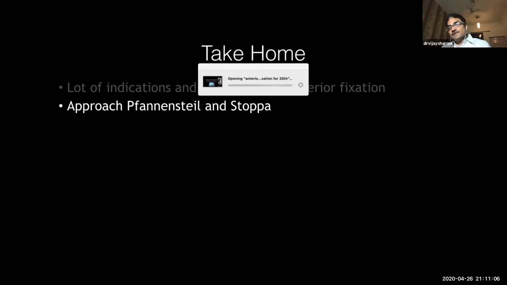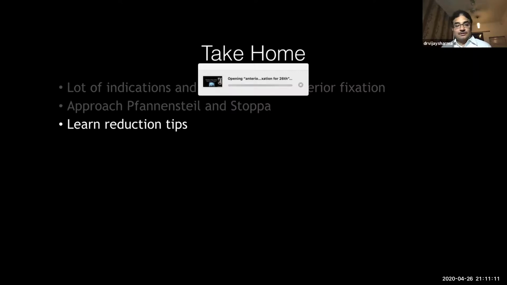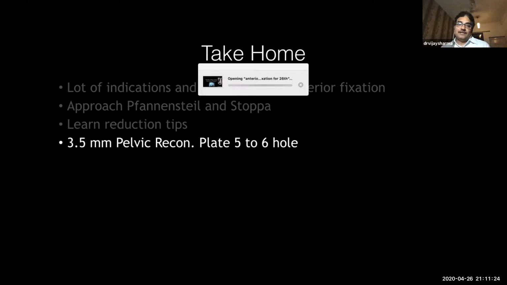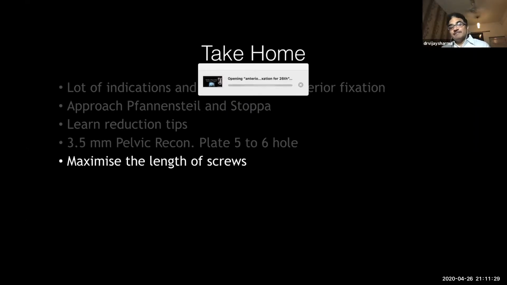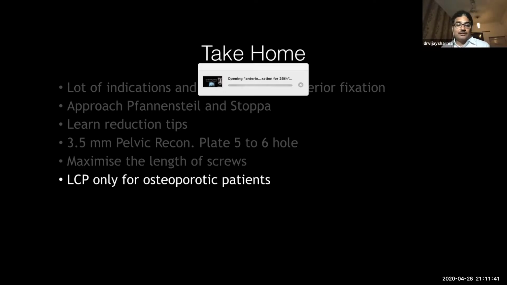The approach, fortunately, is Pfannenstiel and Stoppa, and most established surgeons are familiar with this approach, so it's not a difficult thing. Reduction tips: learn closed reduction tips, minimal open reduction tips, and obviously instrument-based reduction tips to close these fractures. We used 5-hole to 6-hole 3.5 mm pelvic reconstruction plates. The important thing is to maximize the length of screws. If you put a screw just by the side of the symphysis towards the inferior pubic ramus, it is 55, 60 mm. It's a long screw. So maximize the length of screws. That will give very good stability to the construct.